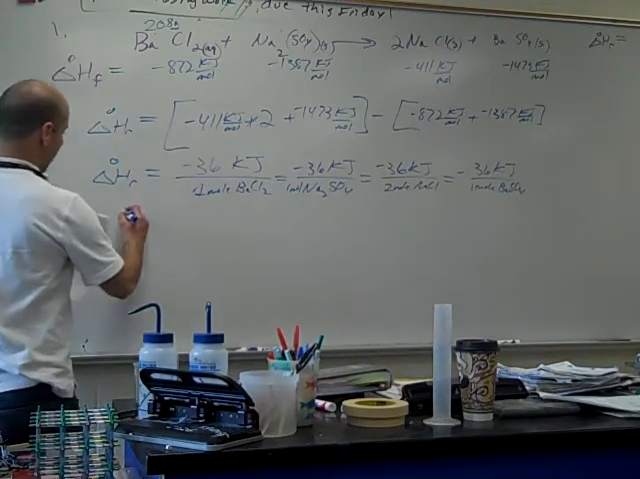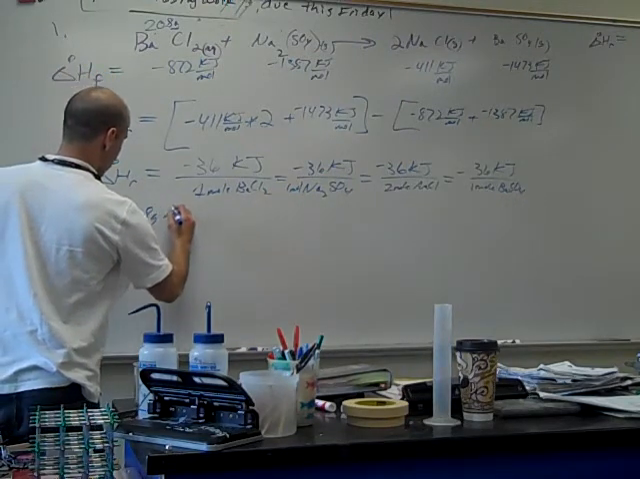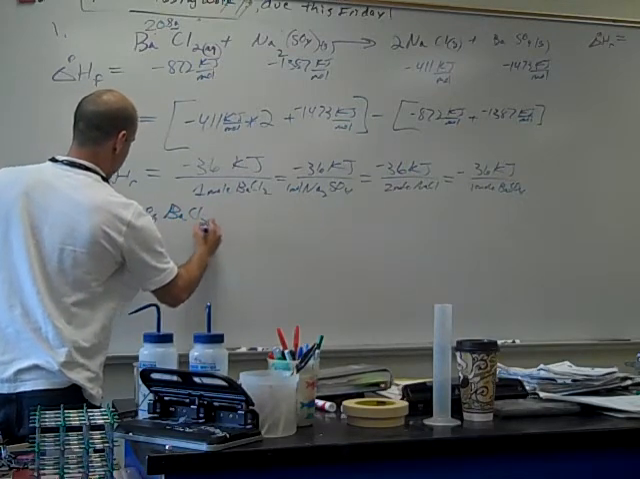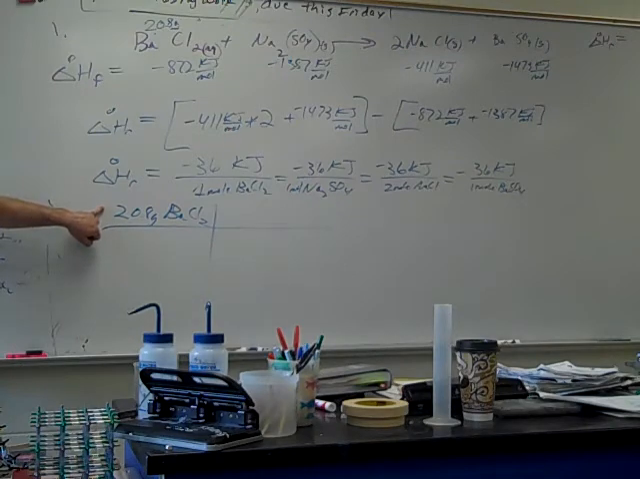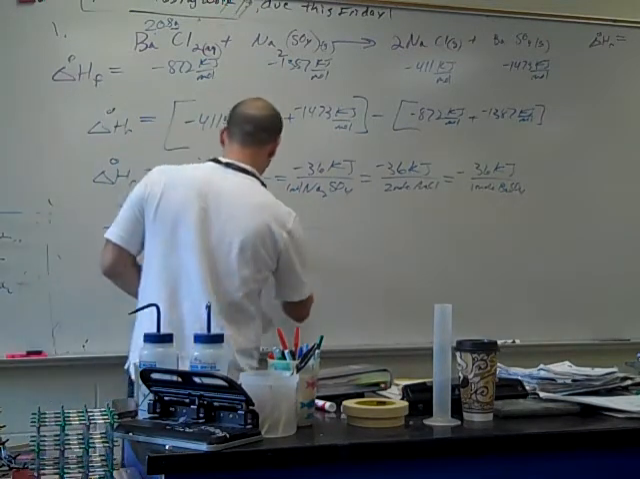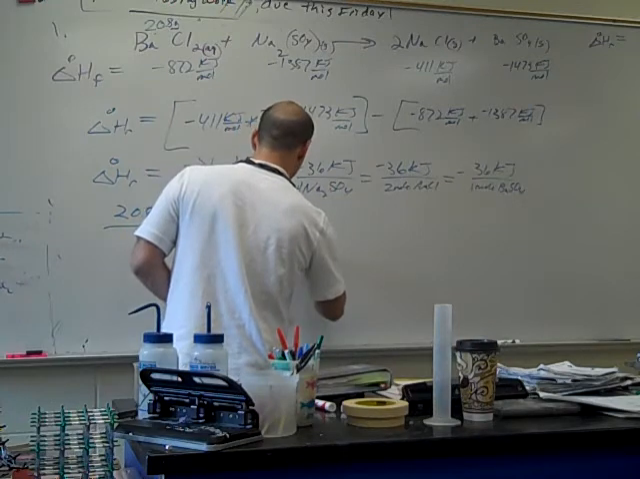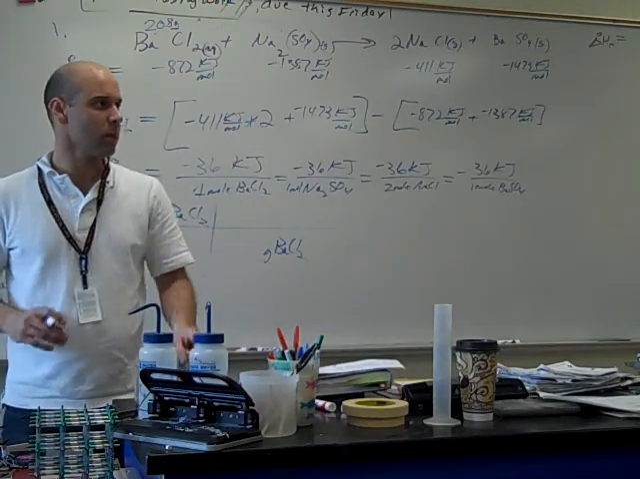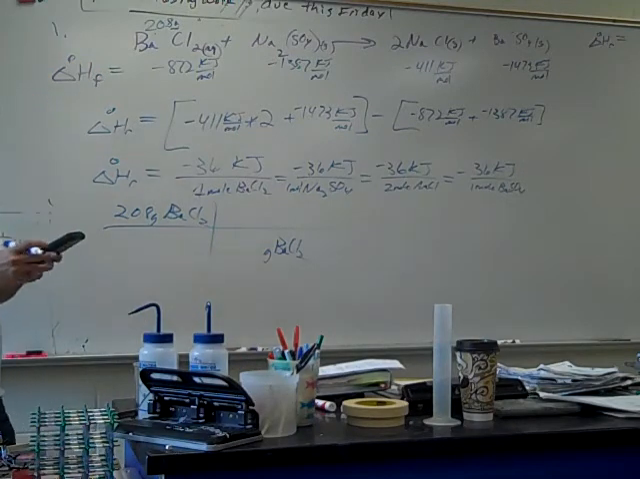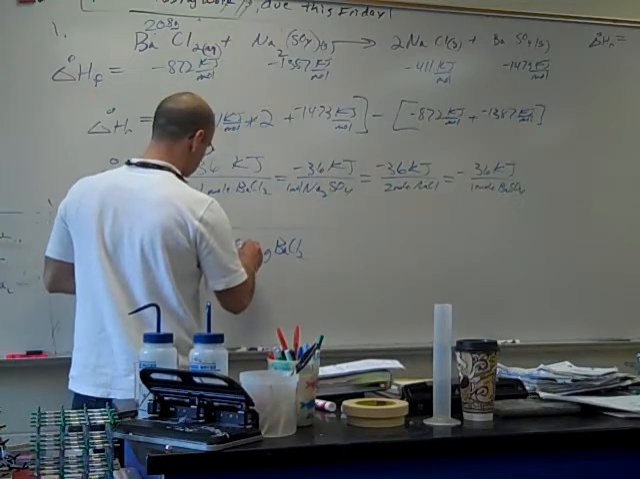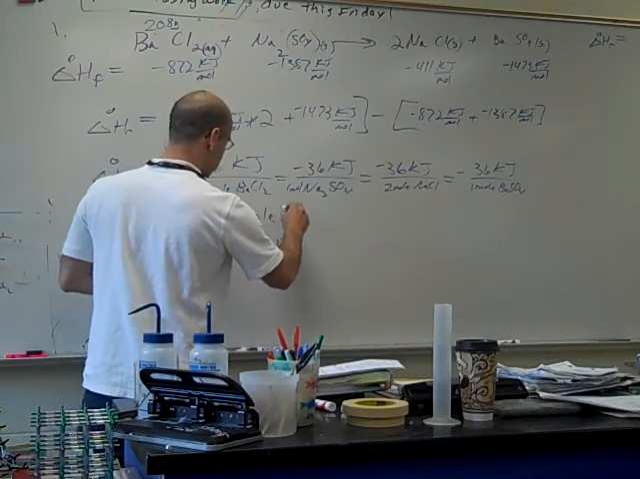So for the barium chloride, I start with what is given. If I have grams on top, I get grams on the bottom. Convert it to moles. Barium weighs 137. Man, stupid allergies. Chloride is 35.5 times 2 of them. So that's 208 grams, 1 mole.